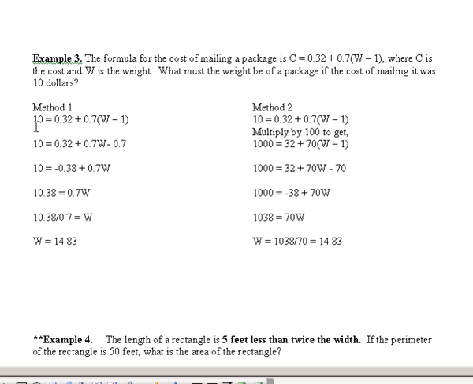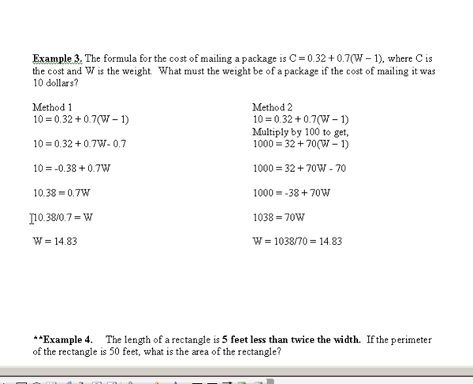First of all, just leaving the equation as it is, I would distribute the 0.7 through the W minus 1, which gives me 0.7W, and the 0.7 times the minus 1 is minus 0.7. Now, combine like terms here, the 0.32 minus the 0.7 is a negative 0.38. Now, I added the 0.38 to both sides, and I got 10.38 equals 0.7W, and then finally divide both sides by 0.7, and you would get 14.83.